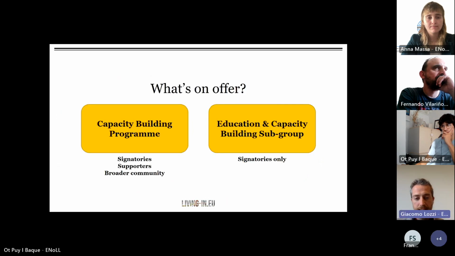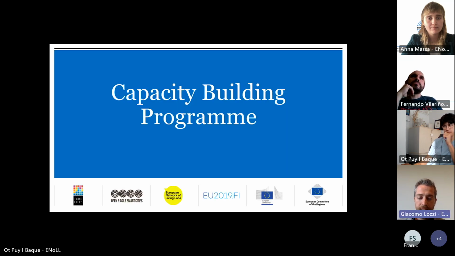Next slide, please. We have two main strands of activities. One is the broader capacity building program that addresses all the stakeholders and target groups I mentioned before. And then we have a dedicated area of exchange for the signatories, the education and capacity building subgroup. Next, please.